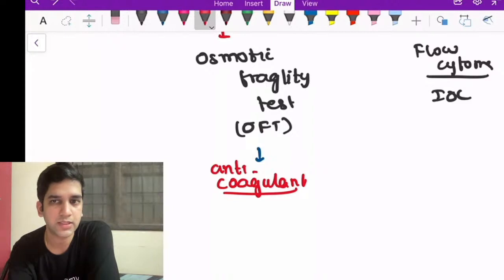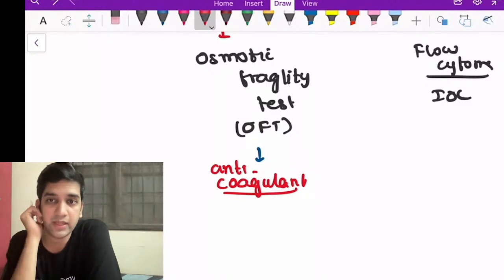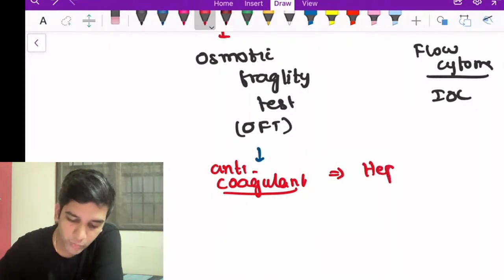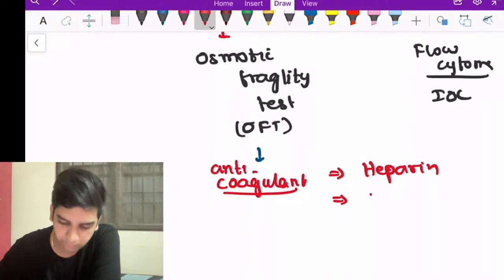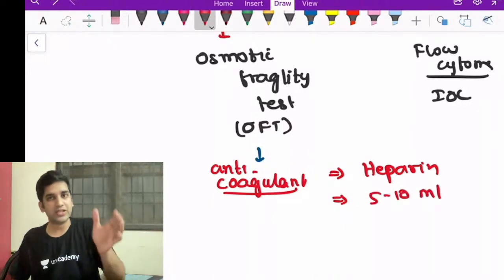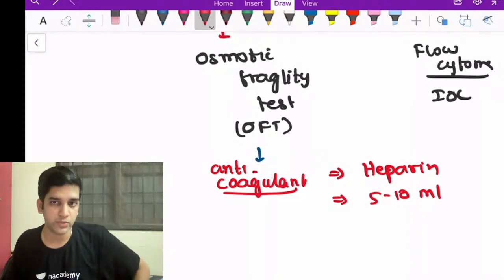It is heparin, right? This is heparin. I have to do it only in heparinized blood, and I need a lot of blood here. 5 to 10 ml is the requirement. I cannot do it with 2 ml of blood because I need to replicate the test in multiple tubes, right?